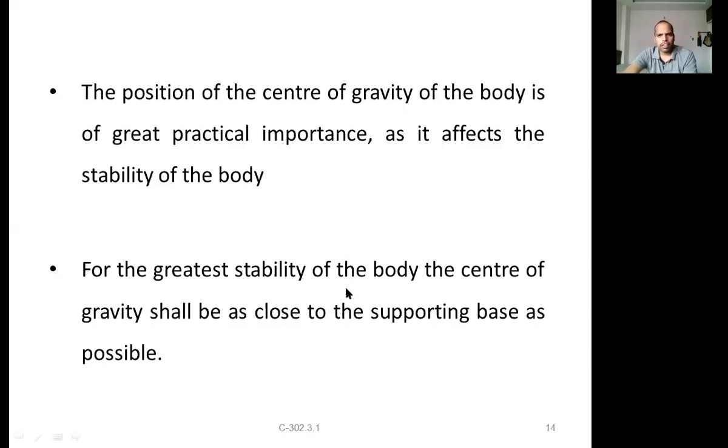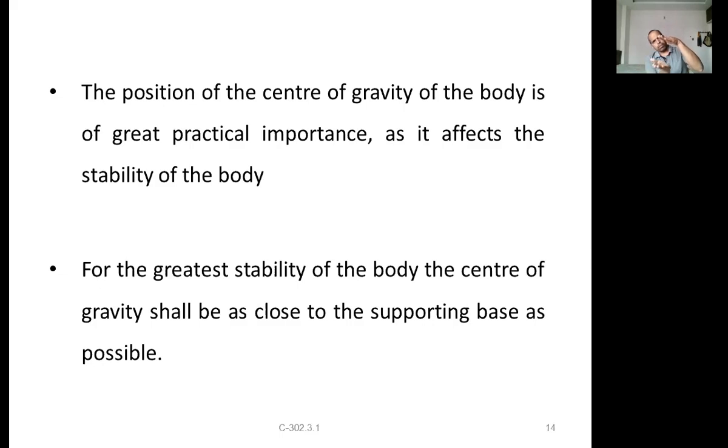For the greatest stability, greatest means maximum stable. To keep a member in maximum stability, meaning the perfect stability position of the body, we have to design the body or keep it in such a way that the center of gravity is as close to the supporting base as possible. If you are keeping any body on a supporting base, the center of gravity should be as close to the earth as possible. If you want to keep maximum stability, this is the support.